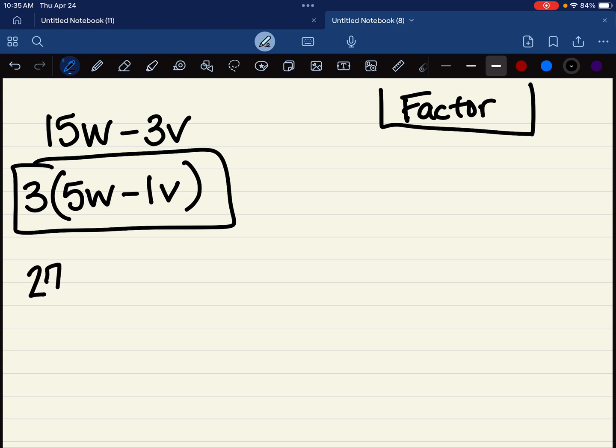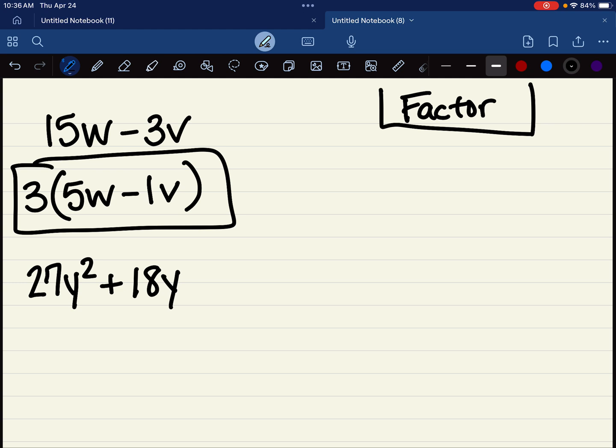27y squared plus 18y. So every time we lead with, what's my greatest common factor with numbers? What's my greatest common factor for variables? So what's the biggest number I can divide 18 and 27 by? 3. 3 works. Is it the biggest number? 9. 9 is correct. Now, let me just show you a little hint.